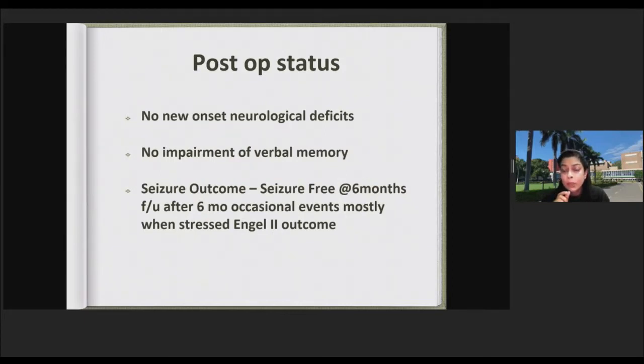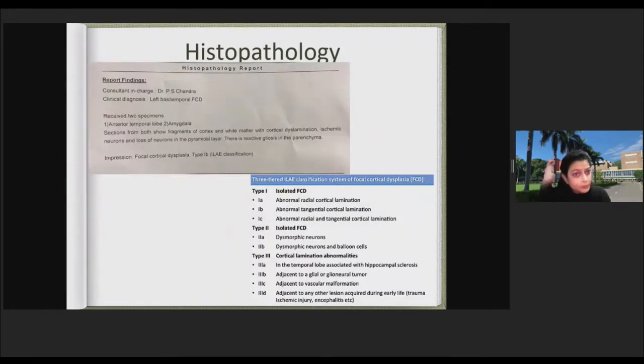awareness. So one of the things which we are thinking is, did we do right in leaving her posterior hippocampus behind? But we were worried about her memory involvement. She's now Engel two, not an Engel one that we would have wanted. Her histopathology showed FCD type 1B of the left basal temporal. Type 1B would be just an abnormal tangential cortical lamination.